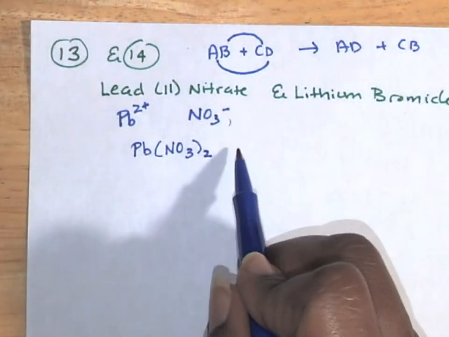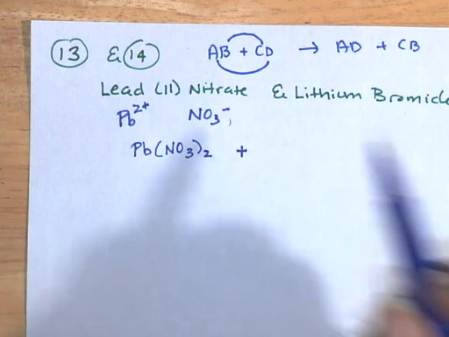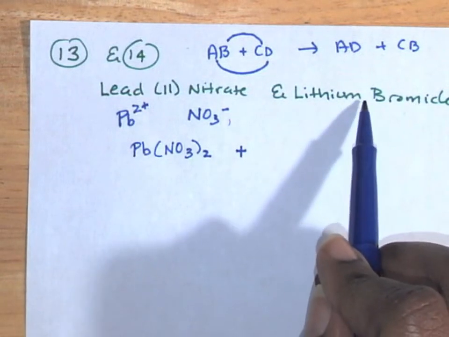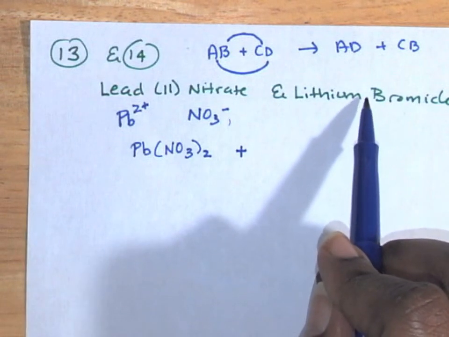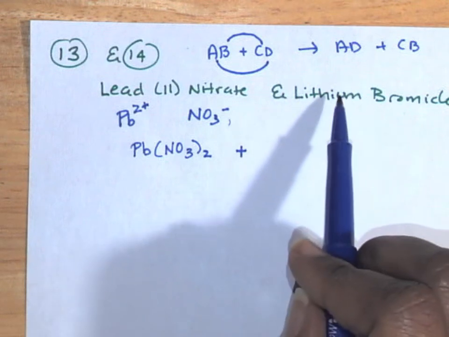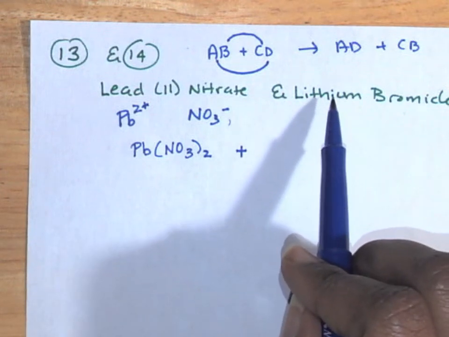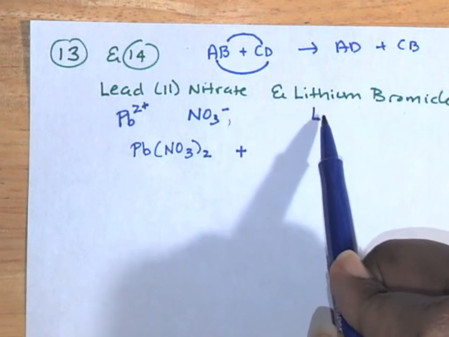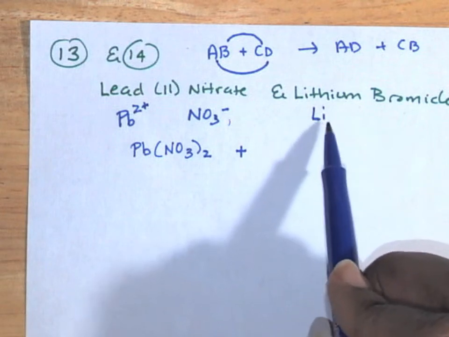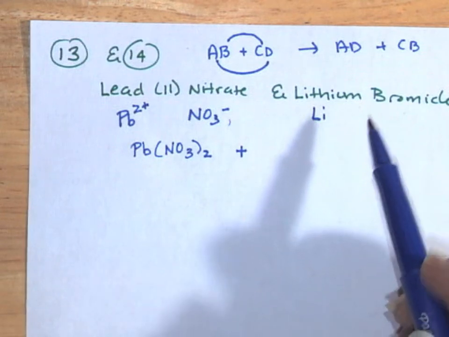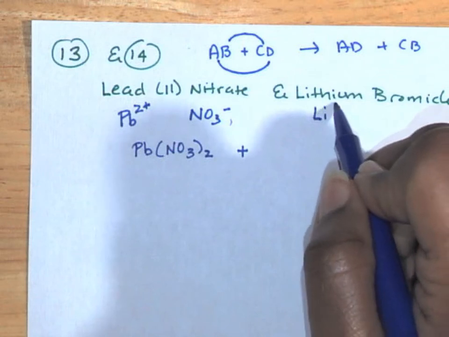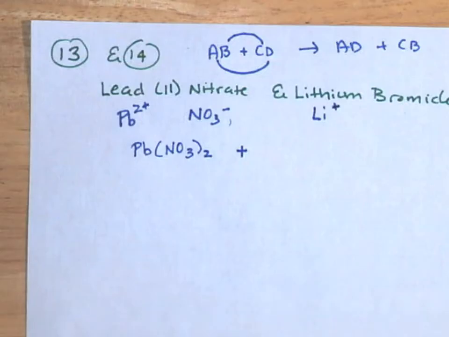All right, let's look at lithium bromide. Lithium, notice that there's no Roman numeral next to it, so that's my clue that I have to look in the periodic table. Lithium is in group 1, the symbol is Li. If it's in group 1, the charge is +1. So group 1 has a +1 charge.